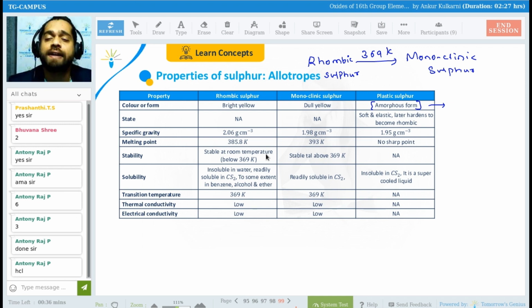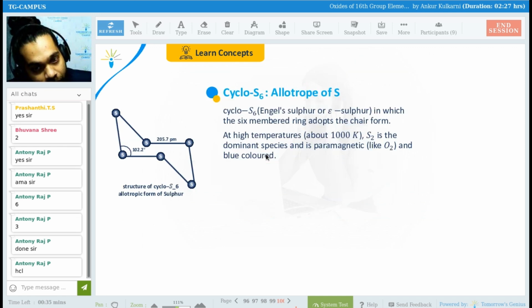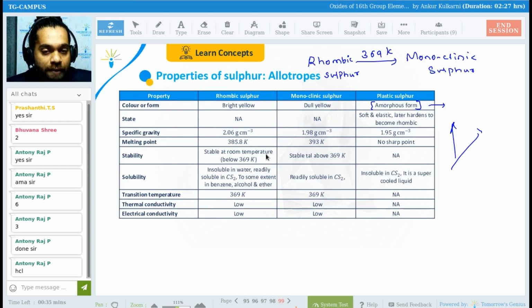That means it was in a perfect regular shape. So if I go in any direction, it will show me different properties, different magnetic and electrical properties. And isotropy means they were randomly arranged. So if I go in any direction, I'll get the same property. Okay, so let us do the allotropes of sulfur now.